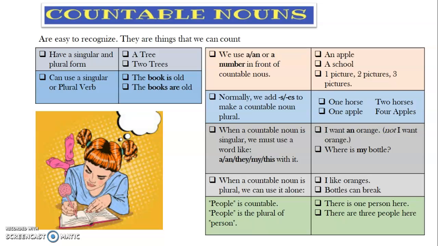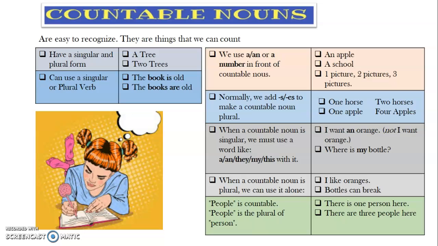Normally, pay attention, normally we add an s or an es to make a countable noun plural. So, 1 horse, 2 horses. At the end of the word, we have an E and an S. 1 apple, 4 apples. So we have here the ES at the end in order to make a countable noun plural.